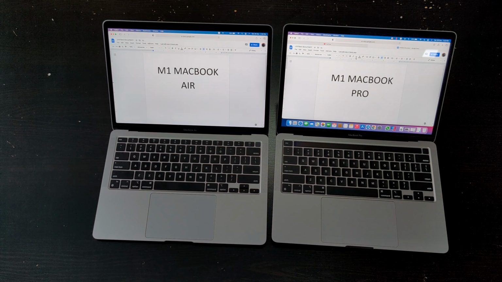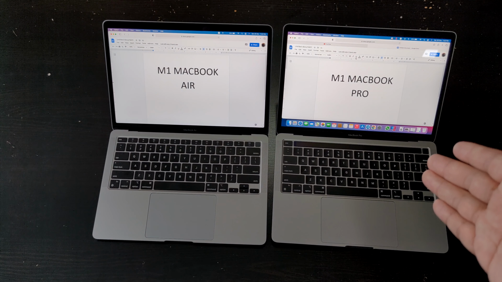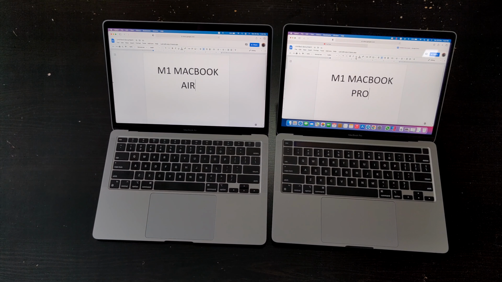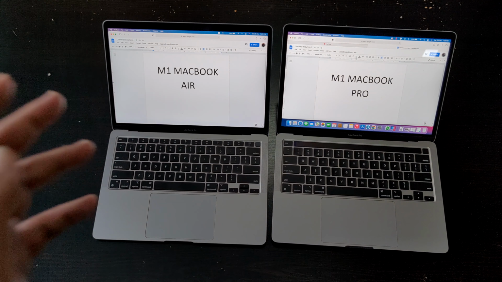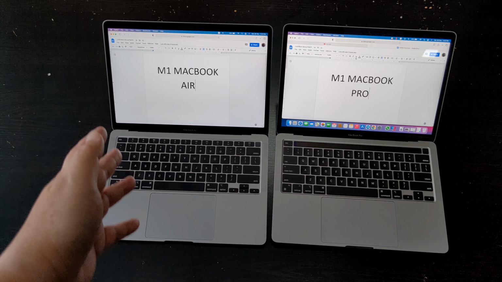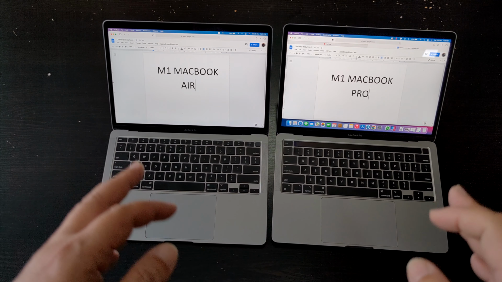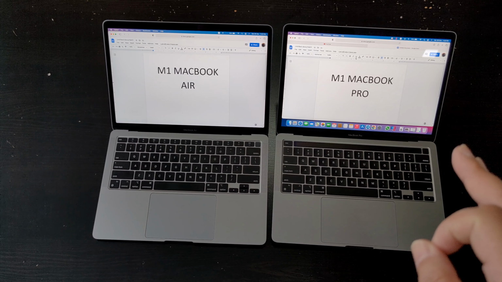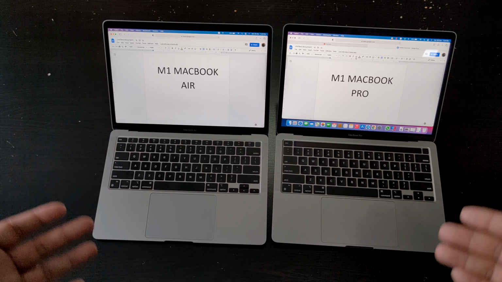Right, here I have in front of me two different Macs. One is the MacBook Air, one is the MacBook Pro. And what's the difference? So basically, let's talk, firstly, about the price. The MacBook Air is $1,000 US dollars, and the MacBook Pro is $1,300. So there is a $300 difference. Now, if you ask me why the $300 difference, let's get right into it.